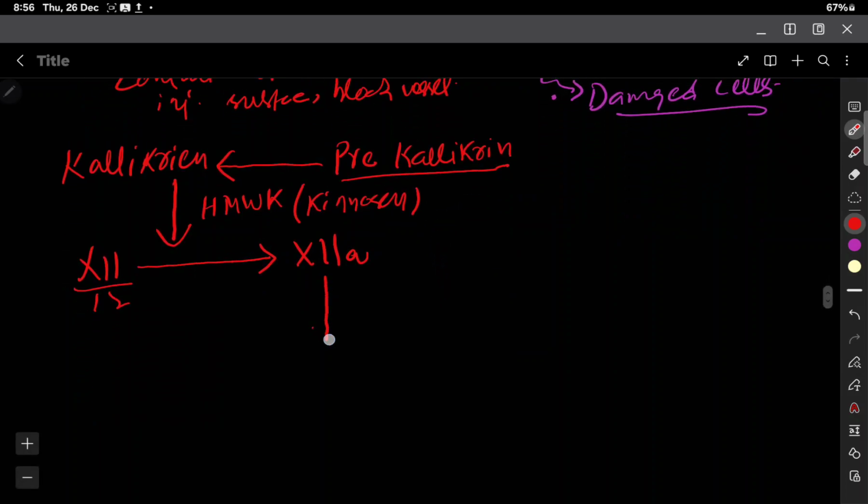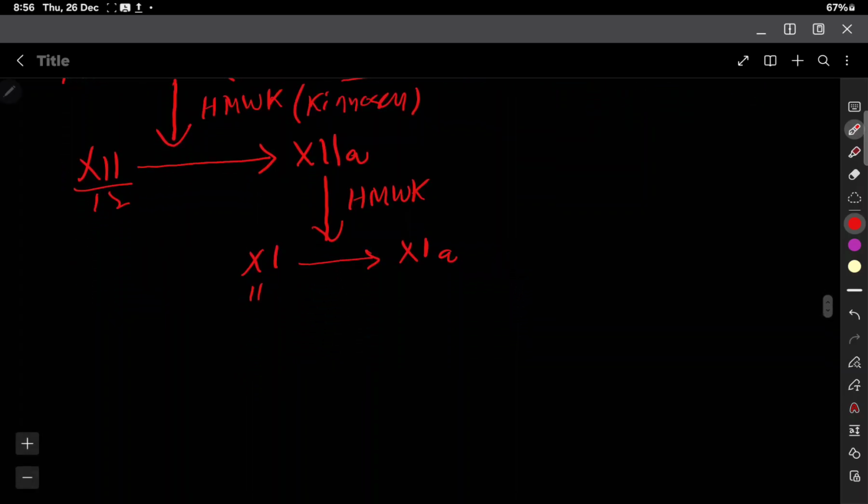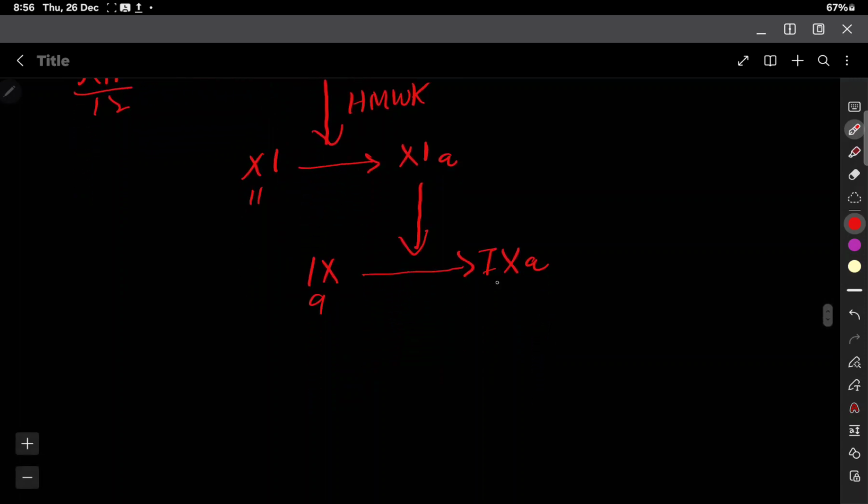Now this activated factor 12 will act on factor 11 and convert it into the activated form of factor 11. Wherever I am writing A, it means the activated form. And now this activated form of factor 11 will act on factor 9 and convert it into activated factor 9. Then this activated factor 9 will act on factor 10 and convert it into the activated form of factor 10.